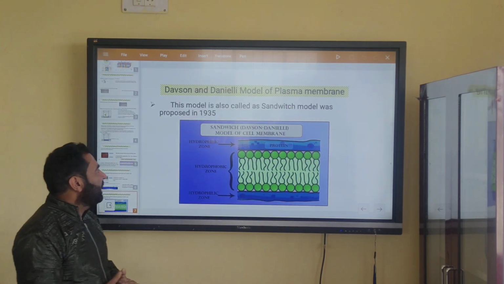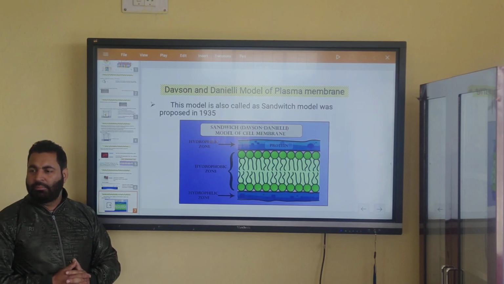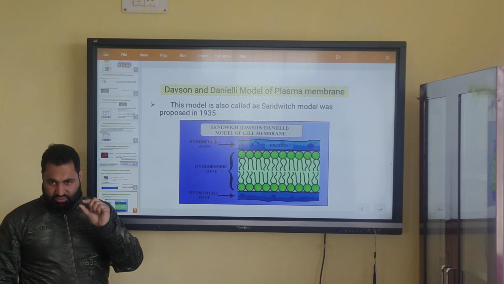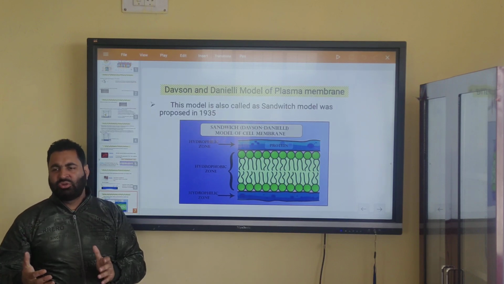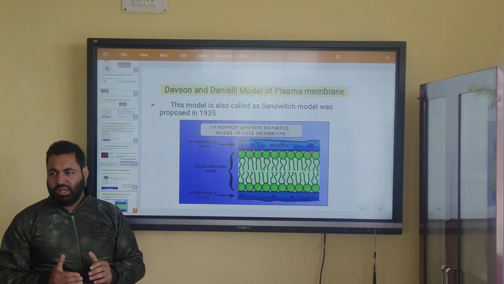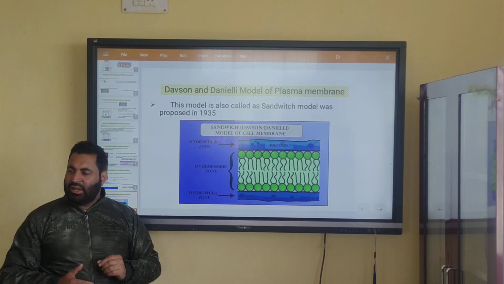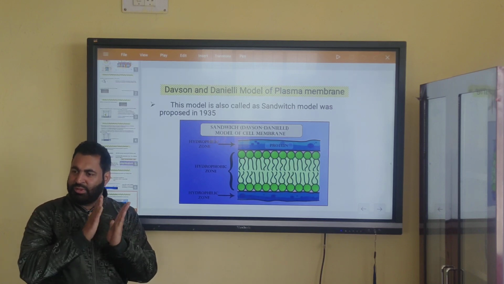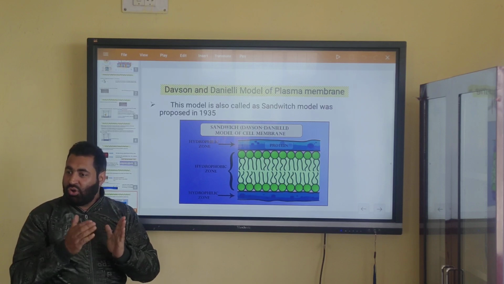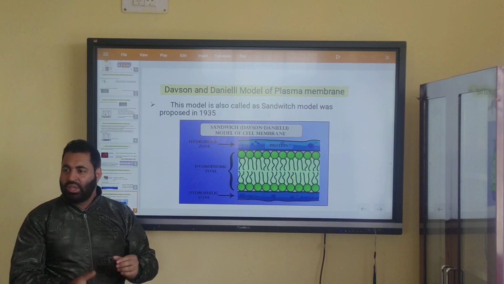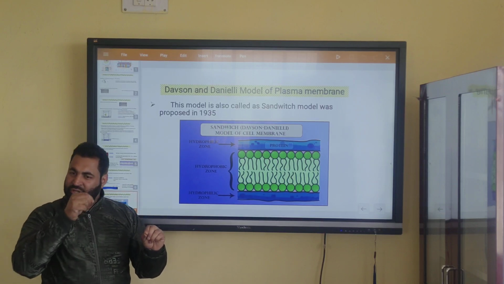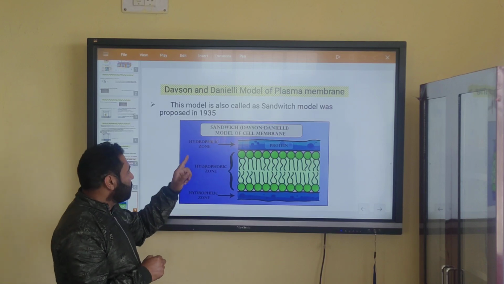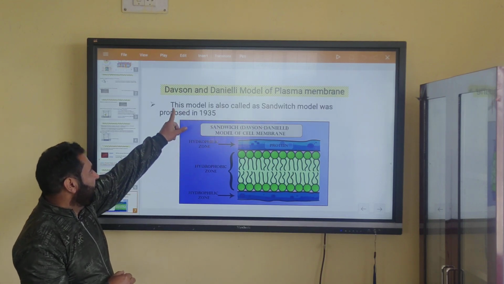So, from these experiments, Davidson and Daniel proposed a model called the sandwich model of the plasma membrane. Till that time, almost everybody was concluding that lipids are the only components of the plasma membrane. But Davidson and Daniel, based on the evidence, what were the evidences? Once the starfish egg was put between the cover surfaces, less force was needed. So obviously it was not only lipid, some other thing was also there. And the second evidence was the lipid film. Once we add proteins into the lipid film, its surface tension decreased. So the sandwich model was proposed by Davidson and Daniel.